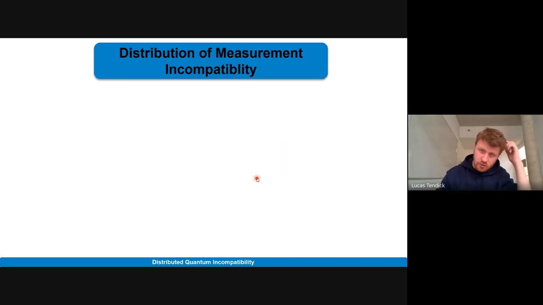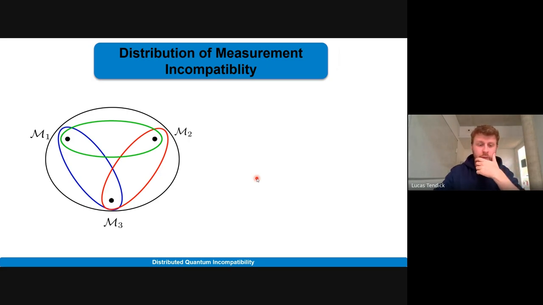And then what do I mean by distribution of measurement incompatibility? Let's say we have three measurements, M1, M2, and M3. In this graphical representation, this black circle just represents the incompatibility of all three of them together. So everything I can say about M1, M2, M3 in terms of incompatibility in total. What we want to understand is what we can learn about this total incompatibility by looking at the subsets. So for instance, how incompatible M1 and M2 are, M1 and M3, M2 and M3, what we can infer from this, and also how it limits the global incompatibility in a sense.